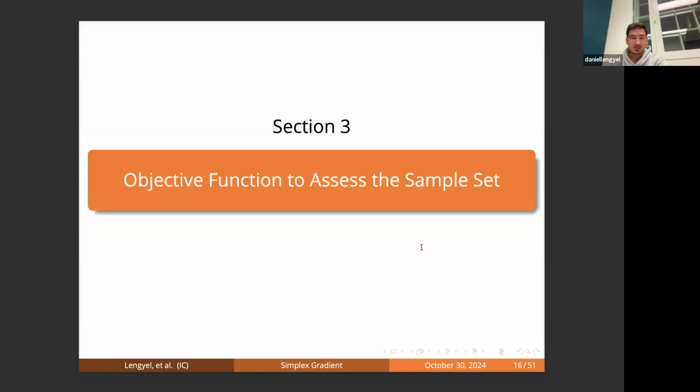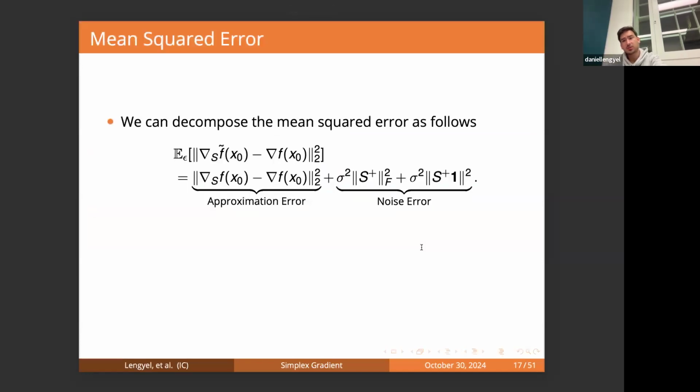What we need for this is some way to assess how good a sample set is. You can look at your mean squared error and start decomposing it. You get one part, the approximation error, and the other part, the noise error that we were talking about earlier. In the approximation error, as you can see, we got rid of the tilde, so this is really on the true function. How well would the simplex gradient behave on the true function? That is the approximation error. The noise error doesn't depend on the function at all. It's really just a property of the noise that we added, but still it's a property of the sample set. So we still need to make sure that the sample set is well conditioned.